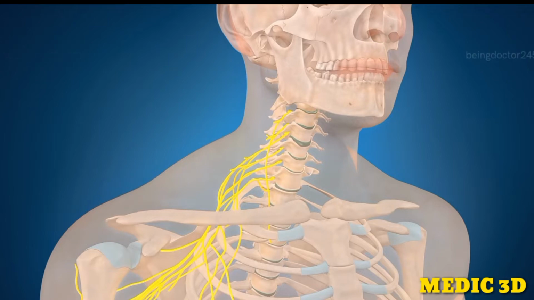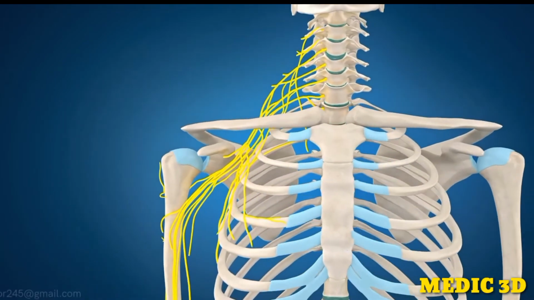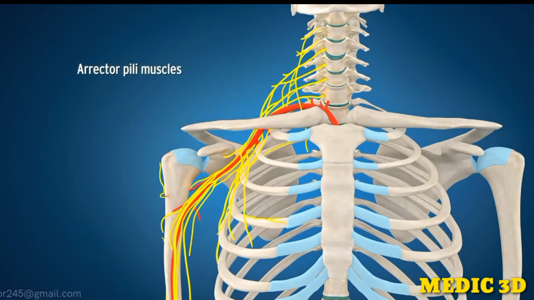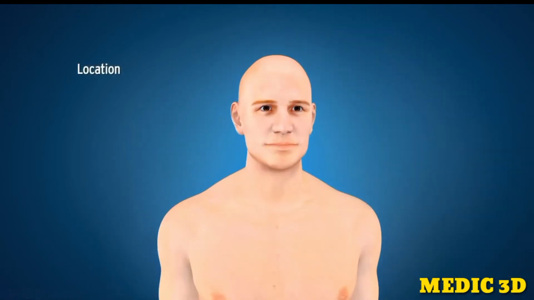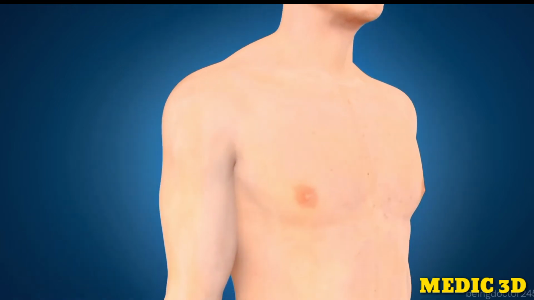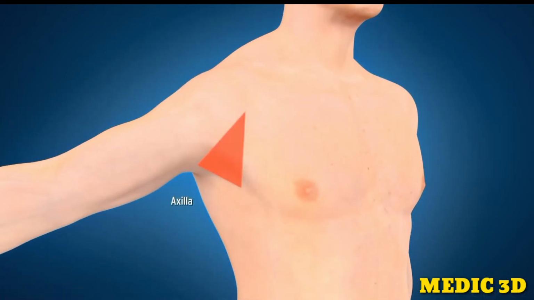In addition to the muscles, through its connections with the sympathetic ganglia, the brachial plexus supplies the sweat glands, the blood vessels, and the erector pili muscles of the skin. Location: the brachial plexus lies partly in the posterior triangle of the neck and partly in the axilla.